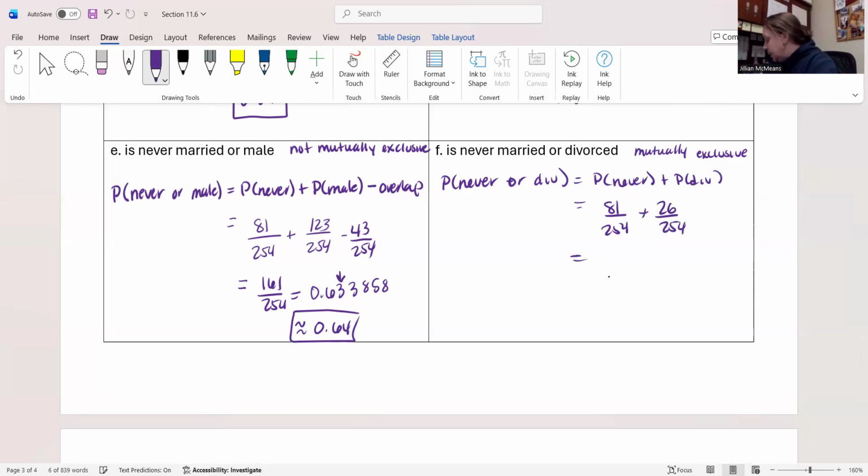So let's see, we get 81 plus 26 is 107 out of 254. Write that as a decimal. We divide by 254. I get 0.42125998, and so on. We're looking at this first 2. To the right of that, I have a 1, which tells me to round down. So this would be approximately 0.42. Okay? So there you have it.